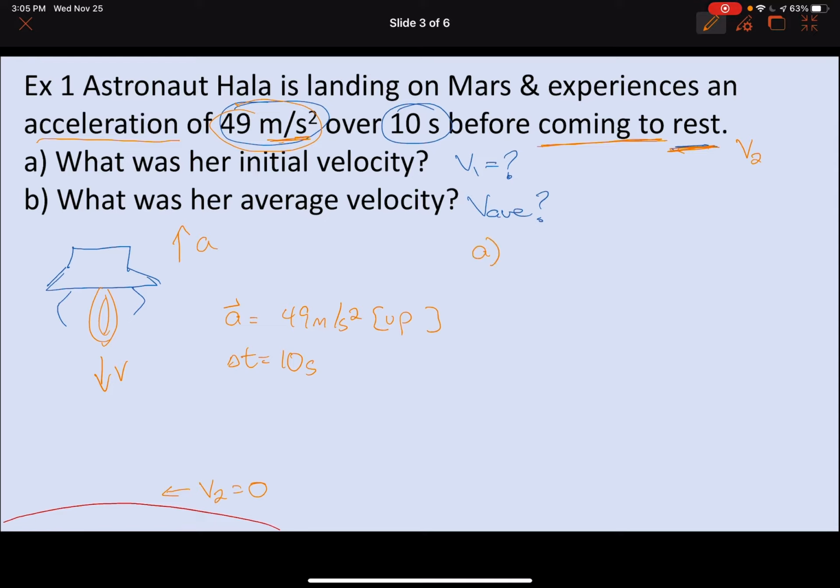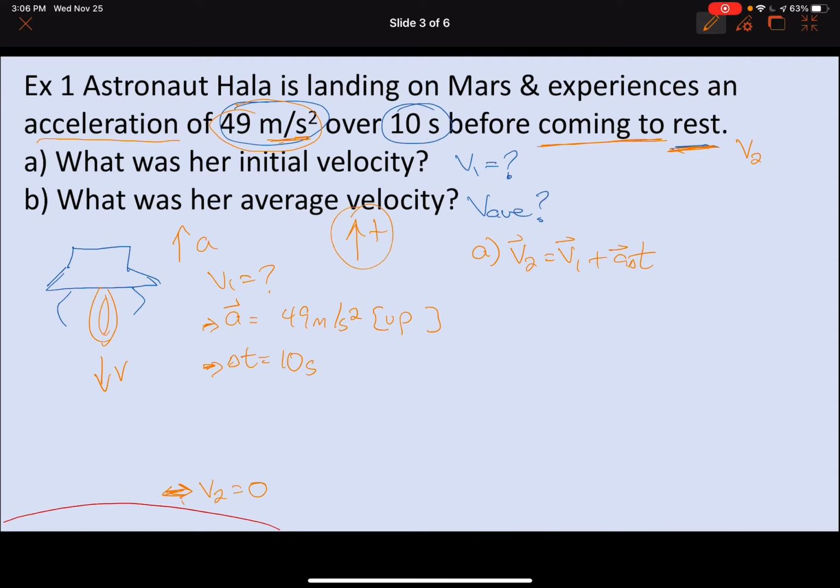So for part A, here's my given information, right? I know acceleration, I know time, I know this velocity down here. We know all these things. What we're looking for is V1. We want to choose an equation that has those 4 variables in it. So V2 equals V1 plus AT. I often write it without all the vector signs and the deltas, just to keep it simple. You're welcome to put them in. I don't need to see them until your final answer anyways.